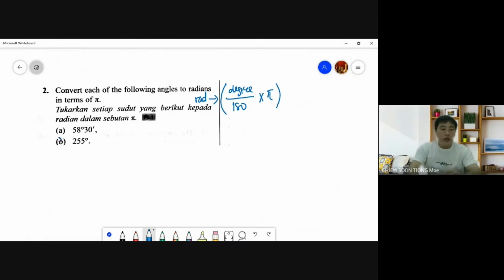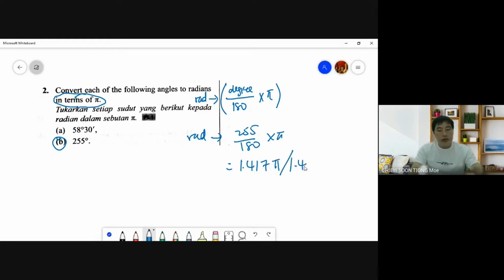So I do question B. You want to get the radian: 255 divided by 180 times pi. The question asks you to put the answer in terms of pi, so you don't need to do anything else. You just press the calculator and then you get the answer 1.417 pi, or you write 1.4167 pi. Then finish.